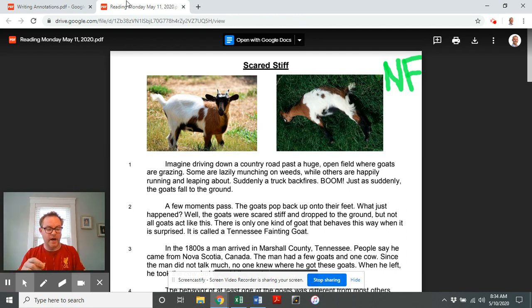So, your job right now, grab your pencil, write down paragraph number 1 over on this side, and you're going to write down your annotation. So, pause the video right now, hit that pause button, write down your annotation. Go ahead.